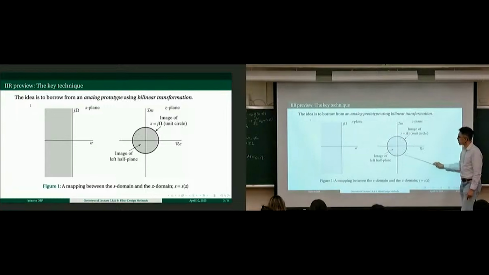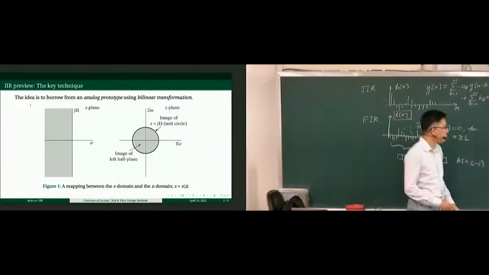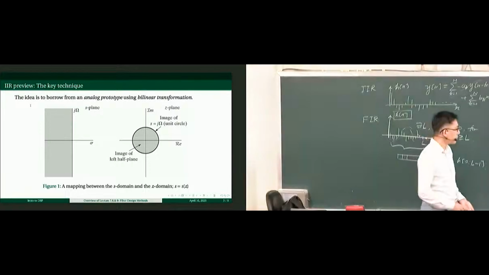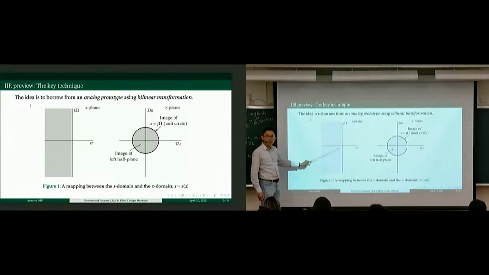And this is important. S is a function of Z. So the left half plane is mapped to the inside of the unit circle. That's one thing. Also look at the boundary. The boundary of the left half plane is the imaginary axis, right? 这是它的边界嘛, the boundary of this region is the imaginary axis.